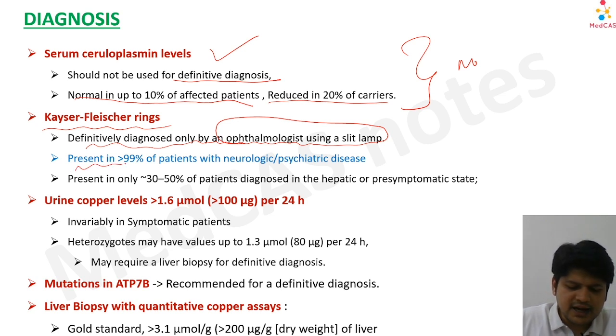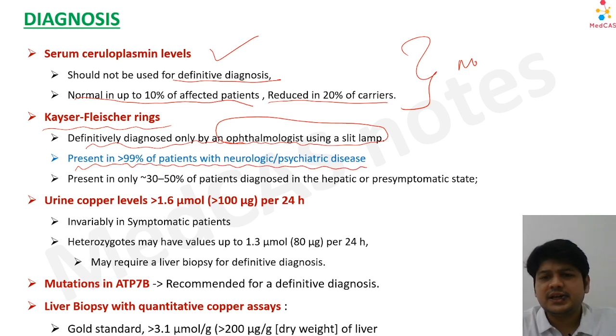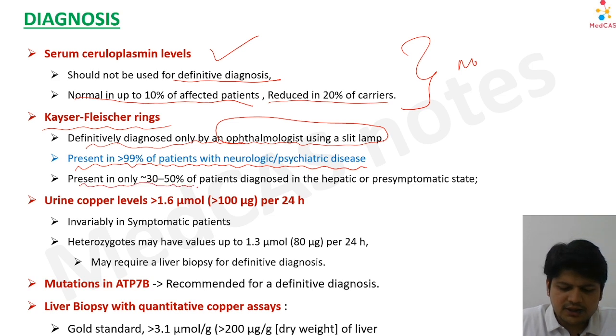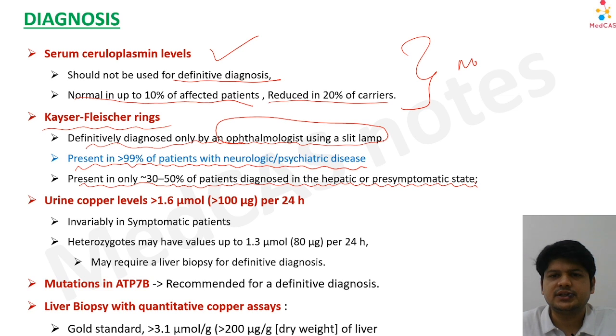It is present in 99% of patients with neurological or psychiatric disease. This line has crossed so many times in MCQ. So please be aware of this line. Second important point, present only in 30 to 50% of patients diagnosed in the hepatic or pre-symptomatic state. So that is the thing, with liver disease the KF ring may not be there. Chance is just 30 to 50%. Neurological or neuropsychiatric, 99%. That makes things so good.